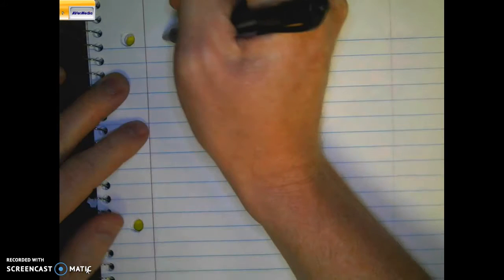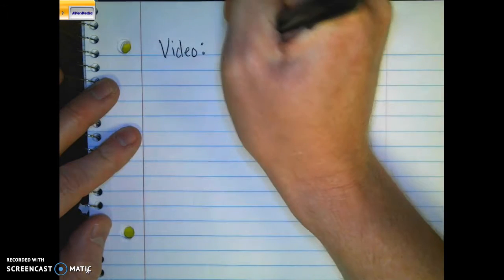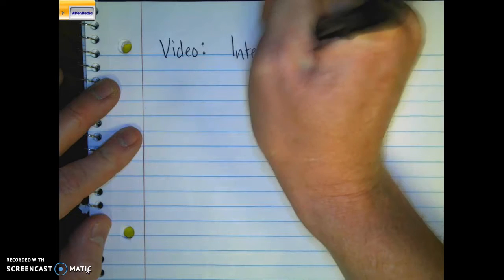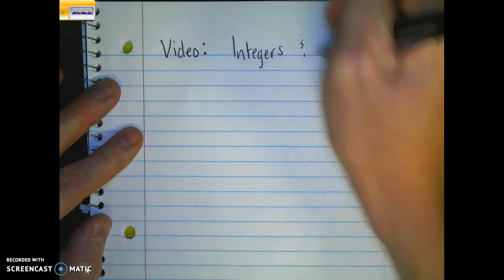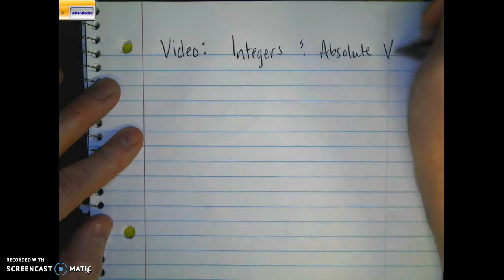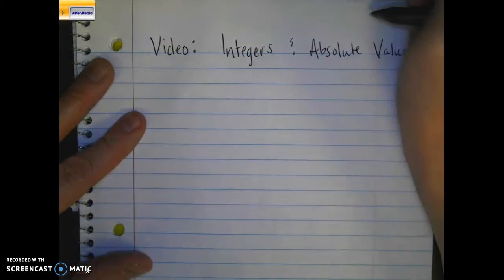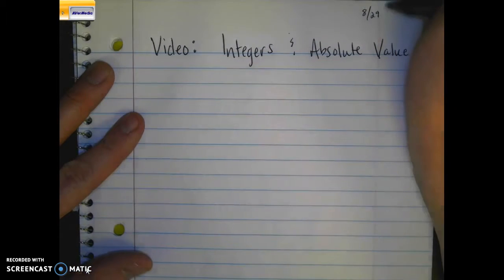Okay, so in class, and I'm going to go through this quickly, we wrote this on the next sheet of paper in our journal. For our video tonight, we're talking about integers and absolute value. All right, so integers, absolute value, and that's tonight, August 29th.